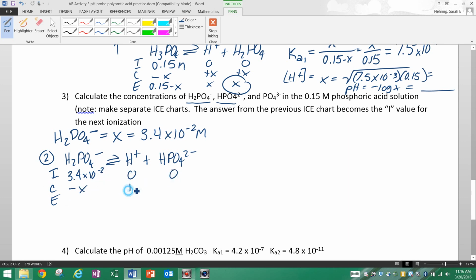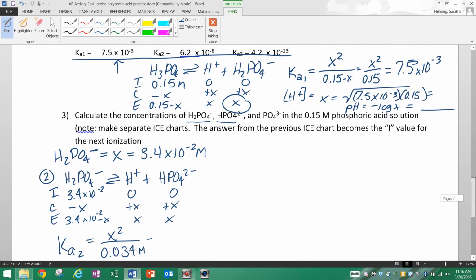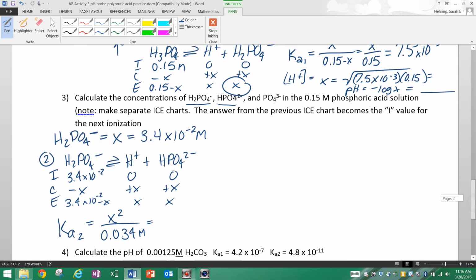So we go through and do our same old deal that we should be getting really good at now. Minus x, x, x. Okay. And then I'm going to plug it in my Ka2 expression. So make sure you're using the right Ka value. I might just write this as 0.034. It makes it a little bit easier. And let's take a look at what our Ka2 value was. It looks like it was 6.2 times 10 to the negative 8th.